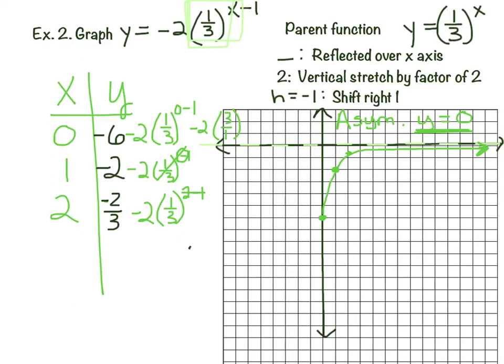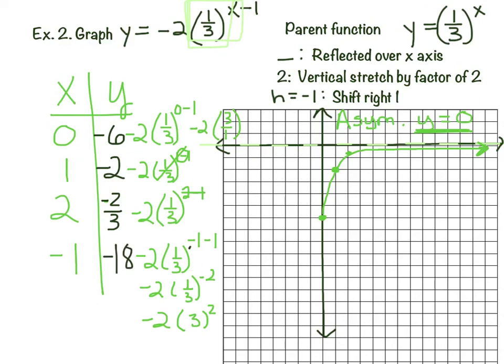On the other side, we could plug in a -1 for x, and that would be -2 times 1/3 to the -1 minus 1. So this is tricky. This is -2 times 1/3 to the -2 power. Remember, a negative exponent means reciprocal, so it's -2 times 3 squared. And 3 squared is 9, times -2 is -18. And that's way down here. Actually off my grid. I tried, but didn't get it on there.